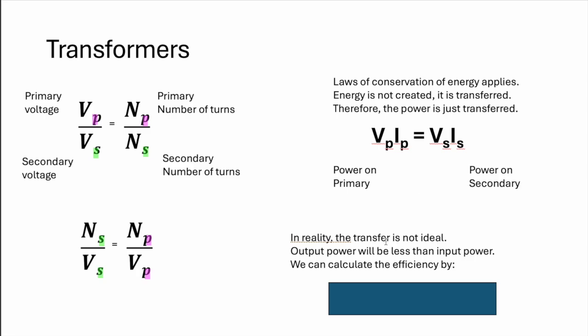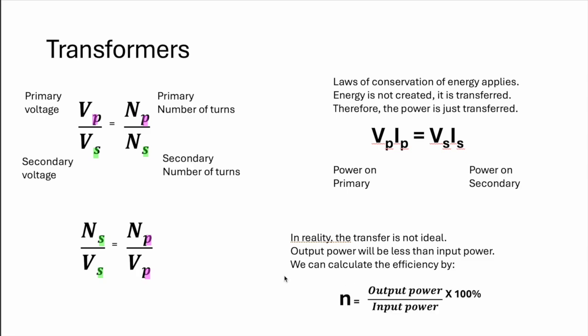And usually transformers are not able to transfer all the energy from the primary coil to the secondary coil, and there is some wastage of power. The transfer of power from the primary coil to the secondary coil is not fully efficient, and therefore we can calculate the efficiency by this formula, output over input times 100.